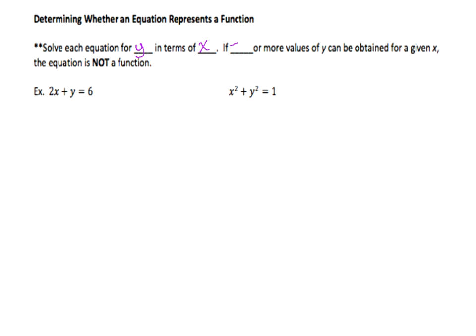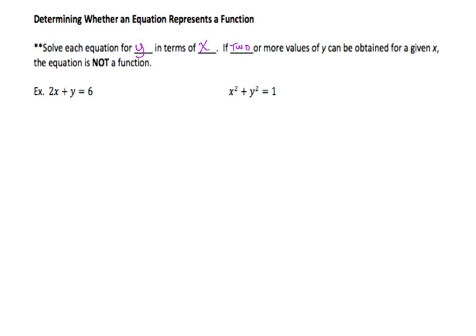If two or more values of y can be obtained, then it's not a function, because that's going to send that x value to more than one y value. When I say solve each equation for y in terms of x, that just means solve for y. Get y by itself on one side and see what happens on the opposite side. So I'll do that with both of these here.